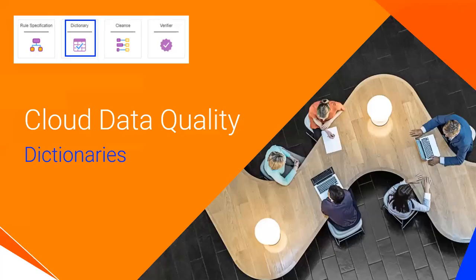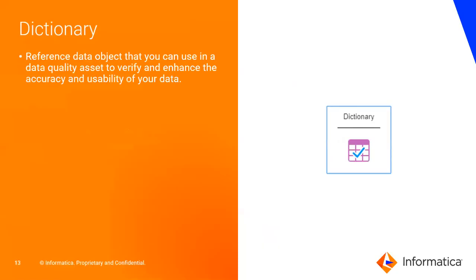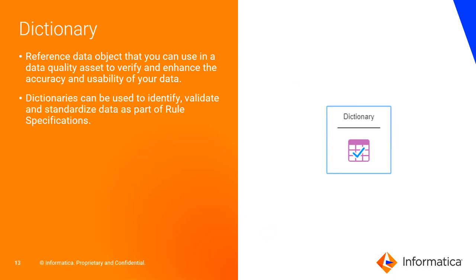We'll get started with the dictionaries. So a dictionary is a data object, or I should say a reference data object, that is used to enhance or enrich the data accuracy. It is used as part of the rule specifications. Along with rule specifications, dictionaries are used to standardize the data and have one single value when the incoming source data has various variations.